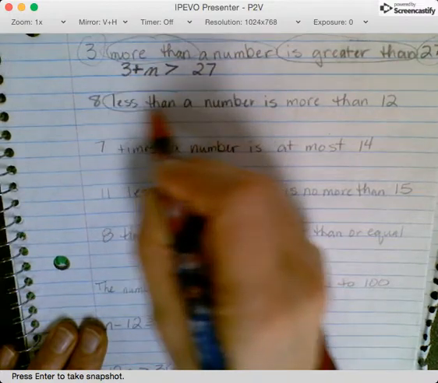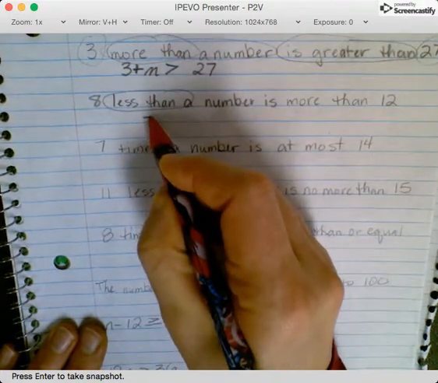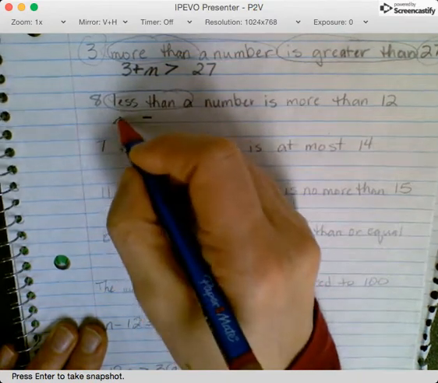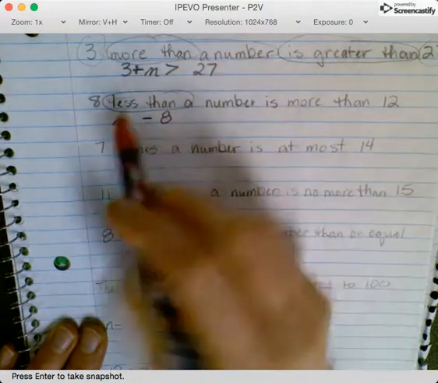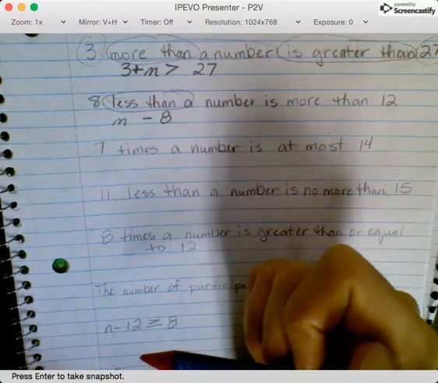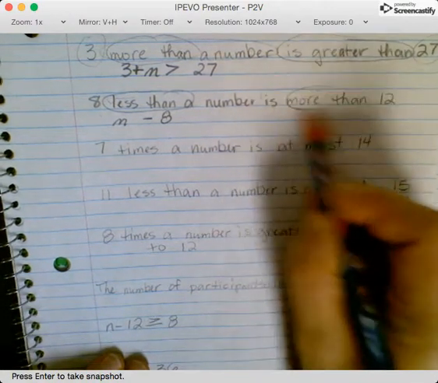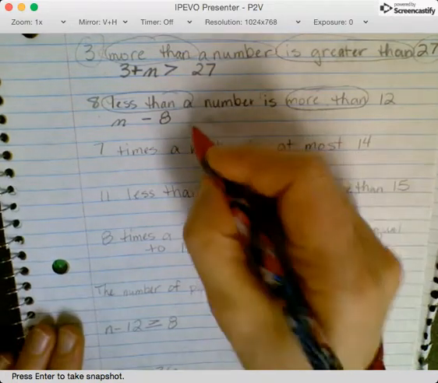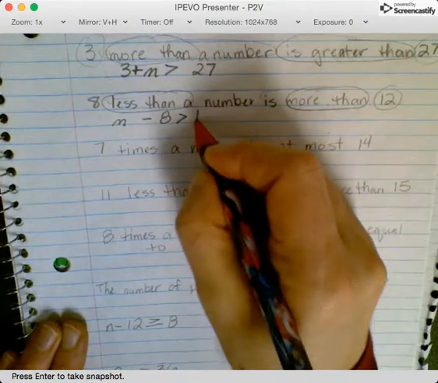The next one, 8 less than a number. So we have less than a number. Less than is subtraction. If it's less than another number, then my other number goes first and you take 8 out. Okay, do not forget to make sure that you have that in the right order. Is more than 12. So more than is the same thing as greater than. So we would use that sign. And then my number here is 12.